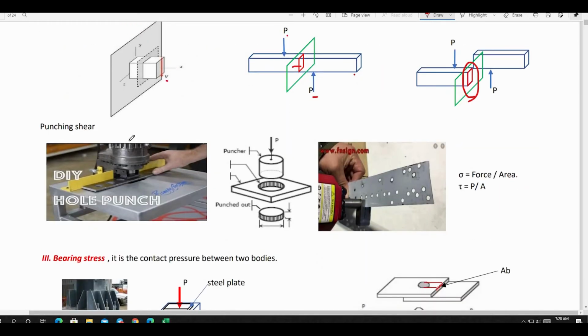Another type of shearing stress is punching shear. If you try to punch a hole in this plate, which is illustrated by this figure, then we can see that the force P is parallel to the area which is shearing, and it is equal to the perimeter of the hole being punched multiplied by the thickness of the material.